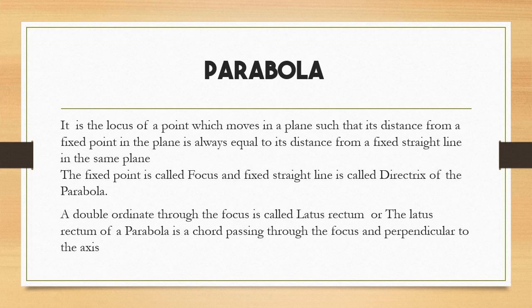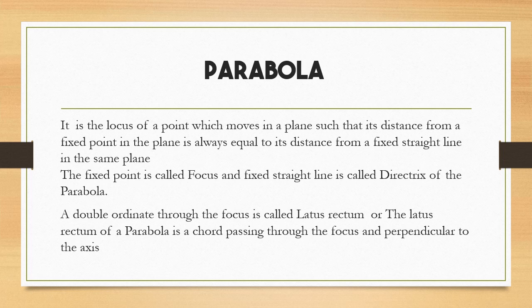The fixed point in this parabola is called the focus, and the fixed straight line is called the directrix of the parabola. This is very important. The fixed point is called focus. This focus you will study in almost every concept of conic section. And in future I will show you the diagram of this, and there you will easily understand how it looks.